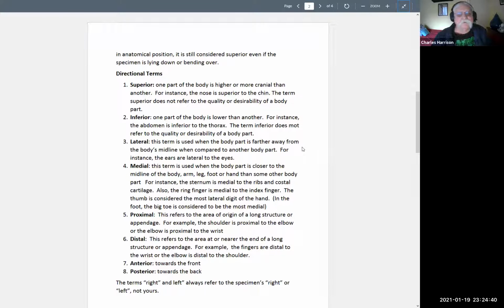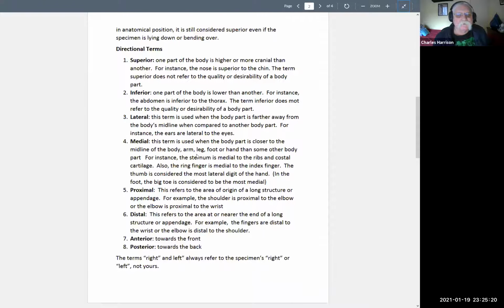Inferior. That's when a part of the body is lower than another part of the body. Okay. In anatomical position. So if we think of the face again, the mouth is inferior to the nose. The navel is inferior to the sternum. The chin is inferior to the mandible or to the mouth. Again, it's not a term of quality.